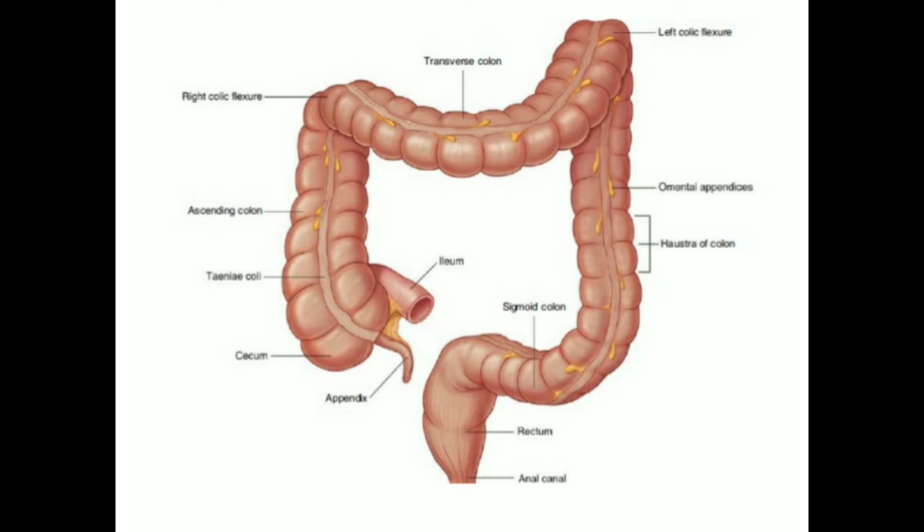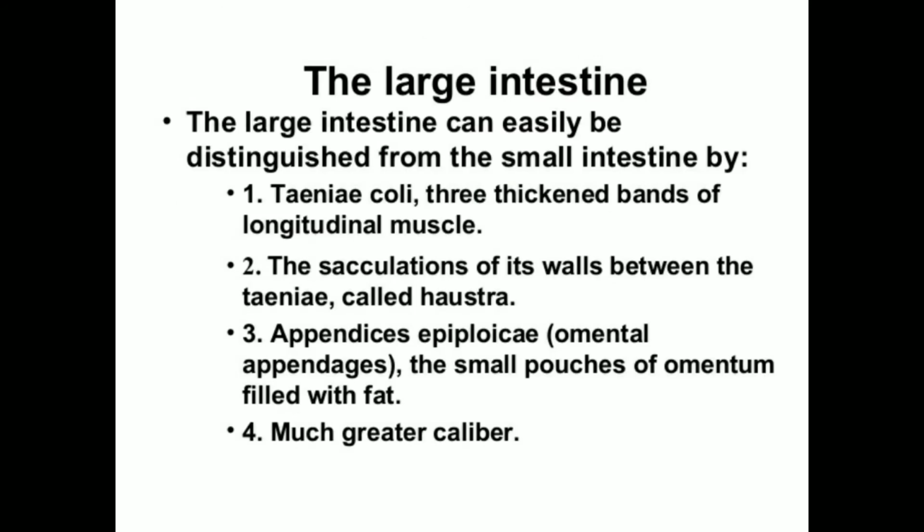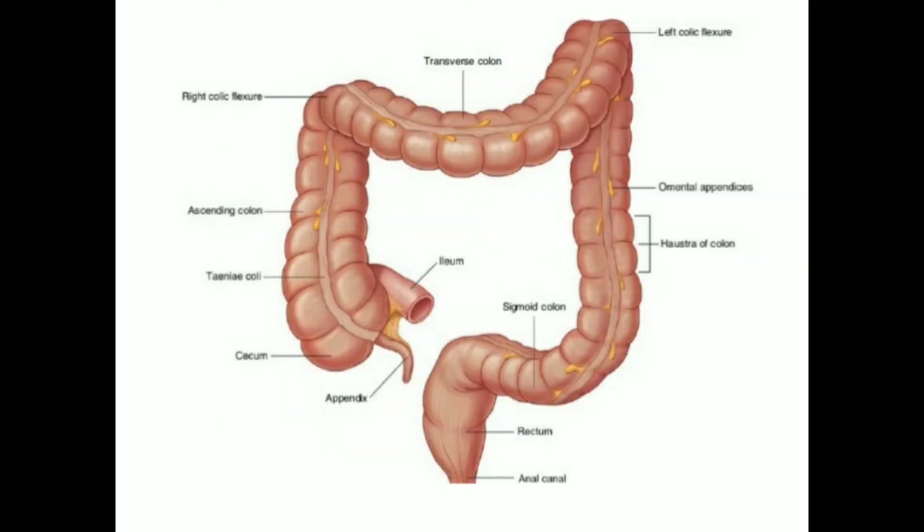You can see in the figure, whatever you are seeing up to here is part of the large intestine. This part we call the ascending colon, this is the transverse colon, and this is the descending colon. Then it continues as the sigmoid colon. In the ascending colon, the dilated sac-like part is called the caecum, and the worm-like part you see here is called the appendix. Caecum and appendix.